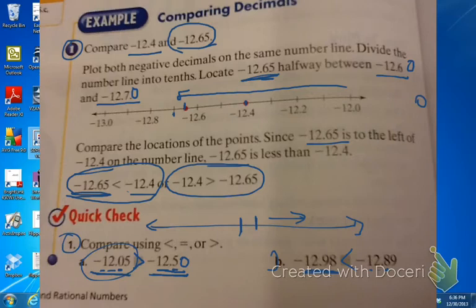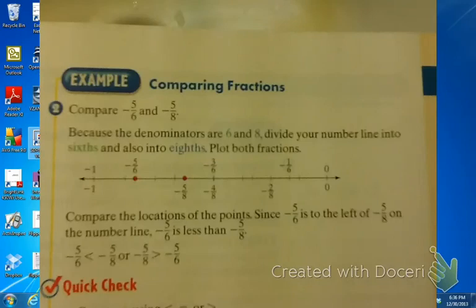All right, let's look at some more examples. Let's look at the top of page 219, comparing fractions. They want you to compare negative 5/6 and negative 5/8 to decide which one's greater than or less than. Because the denominators are divided into sixths and eighths, they want you to divide your number line into sixths and eighths.